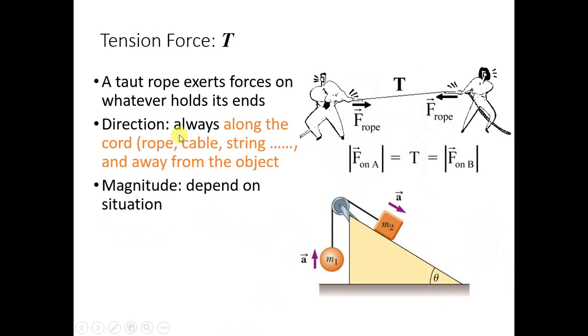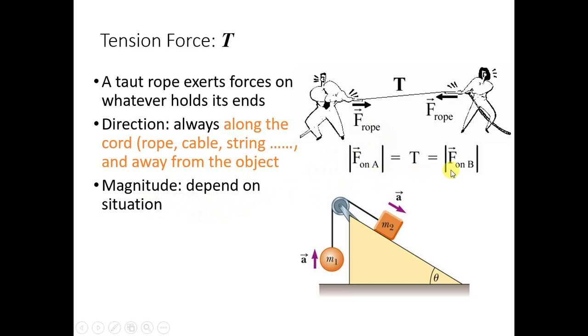Now see here the tension force. What is the tension force? There are two persons and a rope. There is tension in this direction, and this person is pulling in this direction. At that time the tension will be in this direction. So the rope exerts force on whoever holds its ends. The direction is always along the cord, rope, cable, or string, and away from the object. Its magnitude depends on the situation.